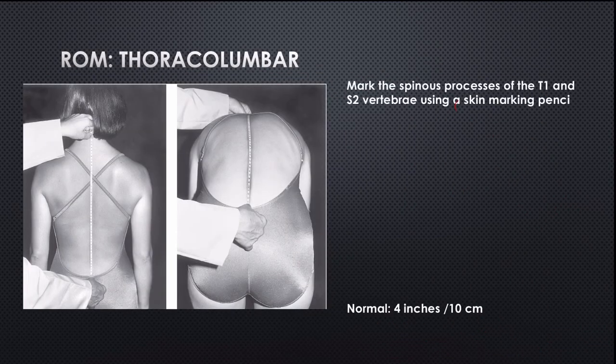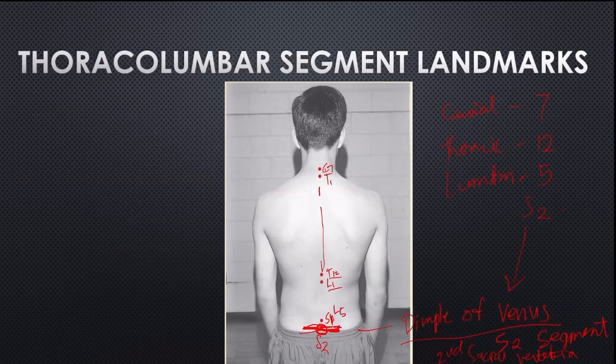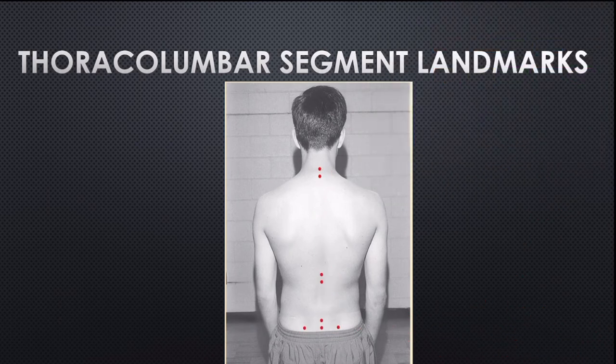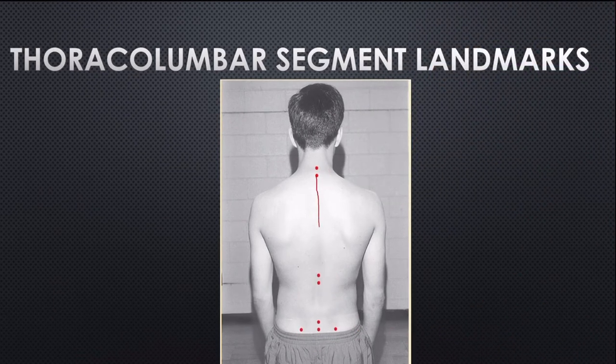Okay, now for the thoracolumbar, because most likely they are combined in terms of how you measure them. So for the thoracolumbar region, first we mark the spinous processes of T1 to S2. So simply going back from T1 to S2 over here, I'll just erase. Okay, from T1 to S2 using a tape measure.